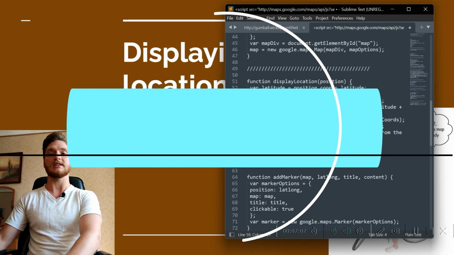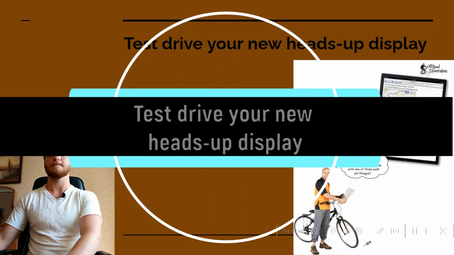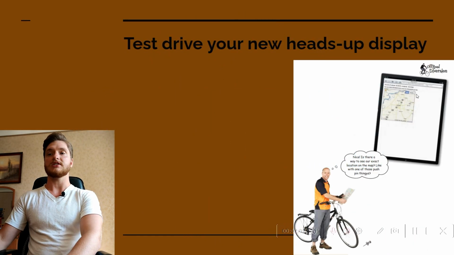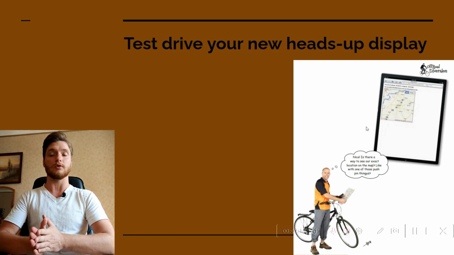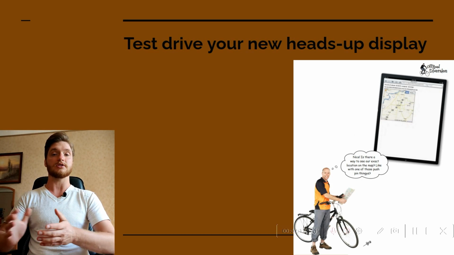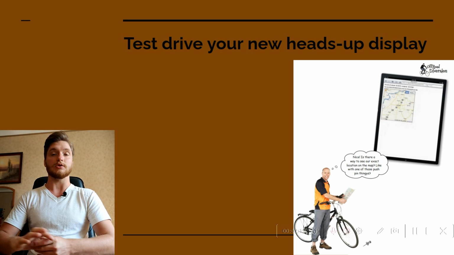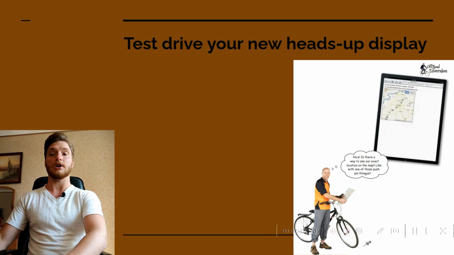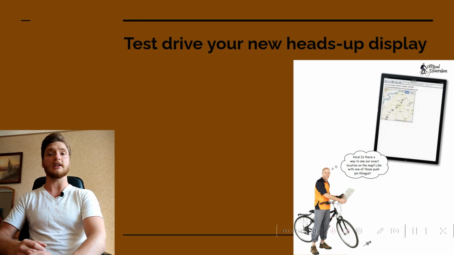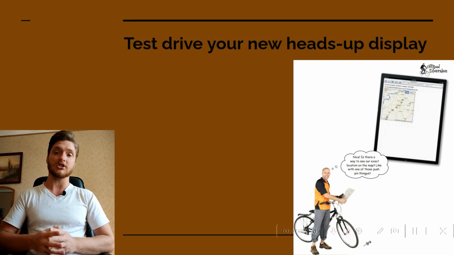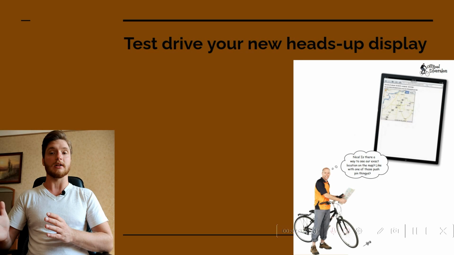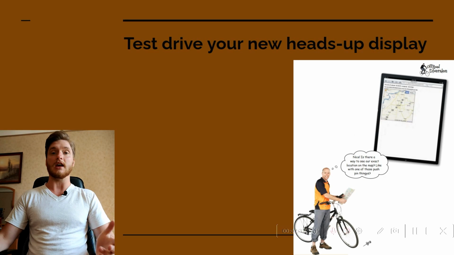Test drive your new heads-up display. Here's our new Google map. We're showing the biker's location at 34.20472 and minus 90.575028. Of course, you're probably somewhere else. Make sure you added all the new code on the previous page and also added the new map div to your HTML. Then reload your page, and if the browser can determine your location, you'll see a map.